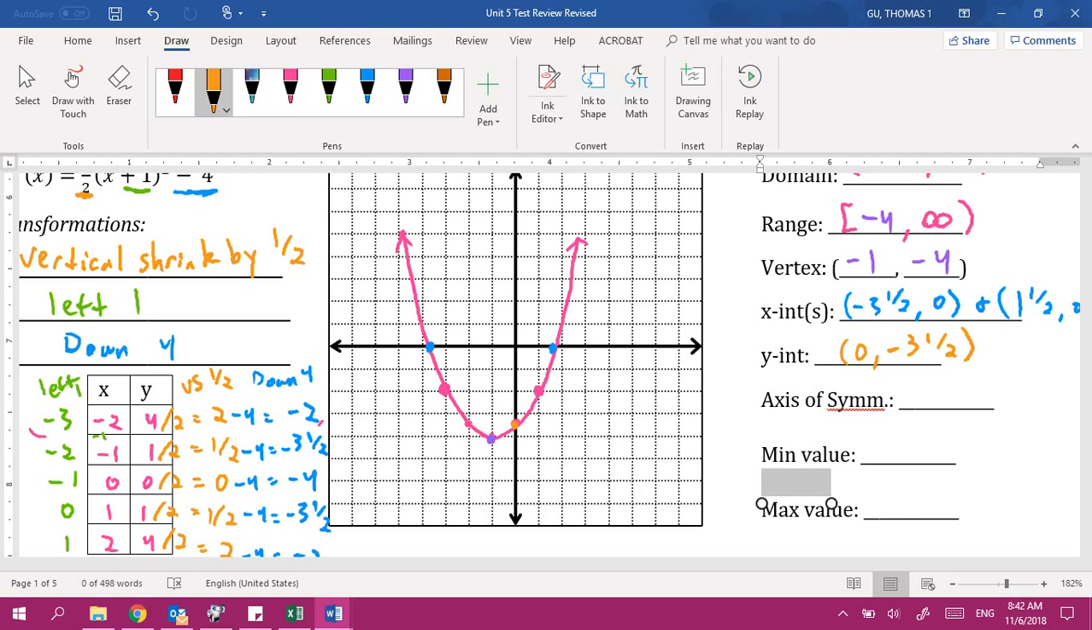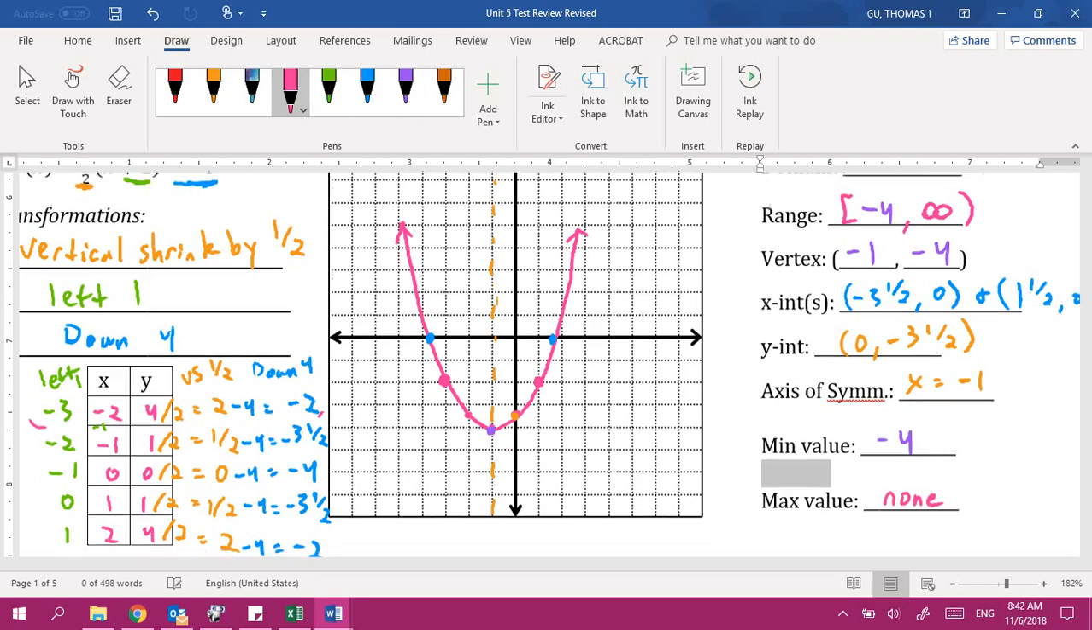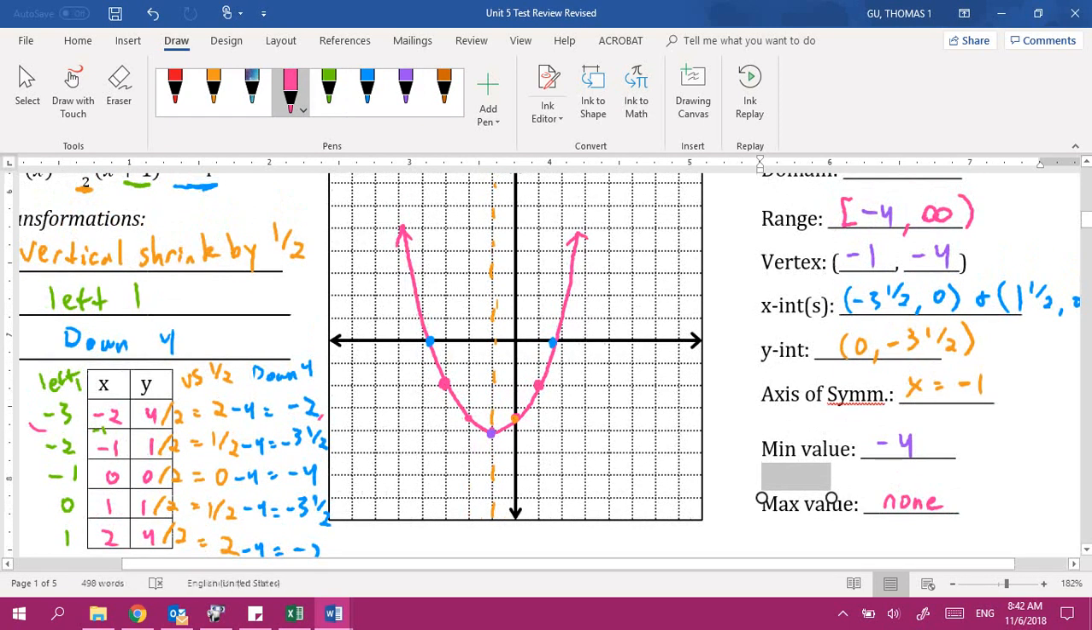Axis of symmetry, what's that going to be? X equals negative 1. That's right. Remember, it's always the same as the vertex's x value as well. What is the minimum value here? Negative 4. And what's the maximum value? None. Right? If it's infinity, it's none because infinity is not a point. All right, and that is number, what is this one? 7.